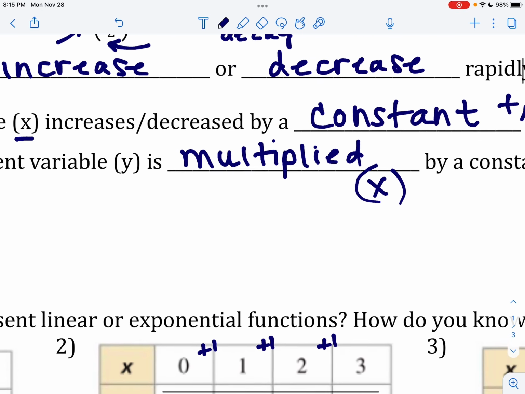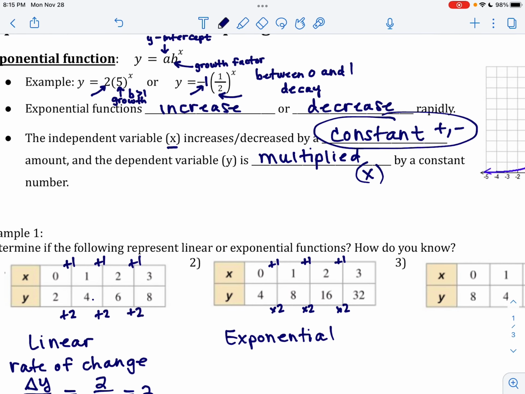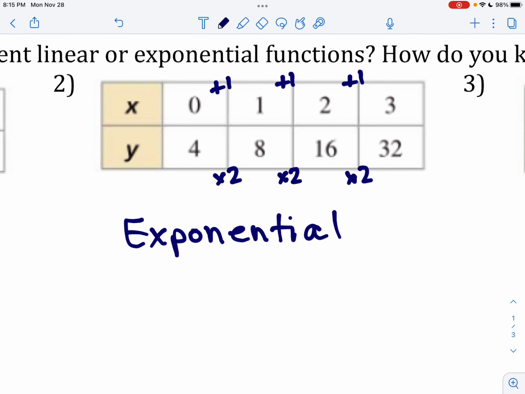because, like we said at the top up here, the x value is a constant value, increasing or decreasing, adding or subtracting at the exact same number, and the dependent variable y is multiplied by a constant number. So in this case, it's multiplied by 2. So the ratio for that is times 2. So it's an exponential by 2.